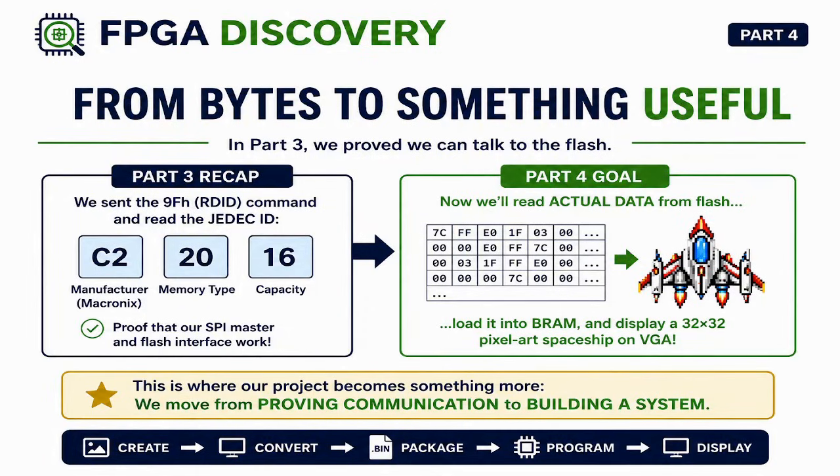In part 3, we proved that our controller could communicate with the actual Macronix flash chip on the Basys 3. We sent the read identification command and successfully received C22016. That was an important milestone, but those 3 bytes were just a test. Now we're going to take the next step. Instead of asking the flash what it is, we're going to tell it exactly where our data is stored and read that data back. And this time, those bytes are going to represent actual pixels.